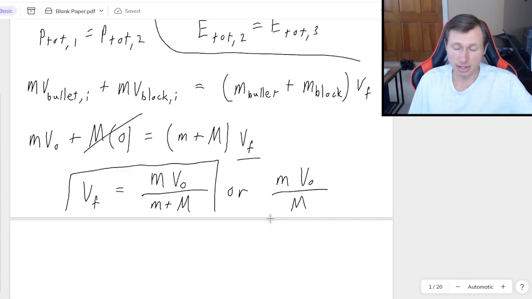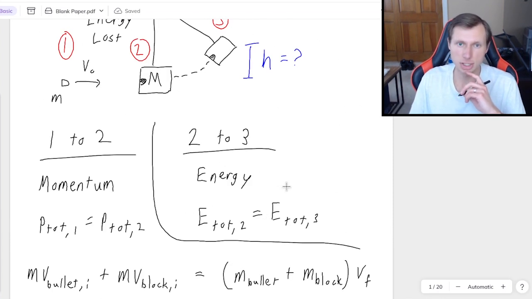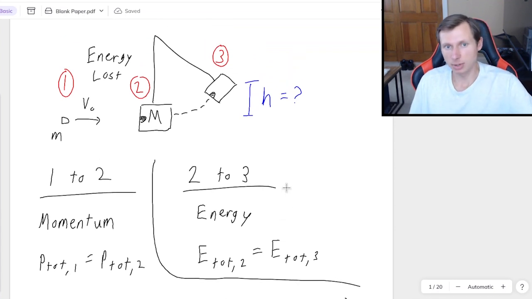This is not the final answer, but this is the speed that I'm going to be using for point 2 to point 3 for conservation of energy. Because V final is really the velocity right there, the velocity at point 2. And so now I want you to look at this picture again, and I want you to think about what kind of energy I have at points 2 and 3.